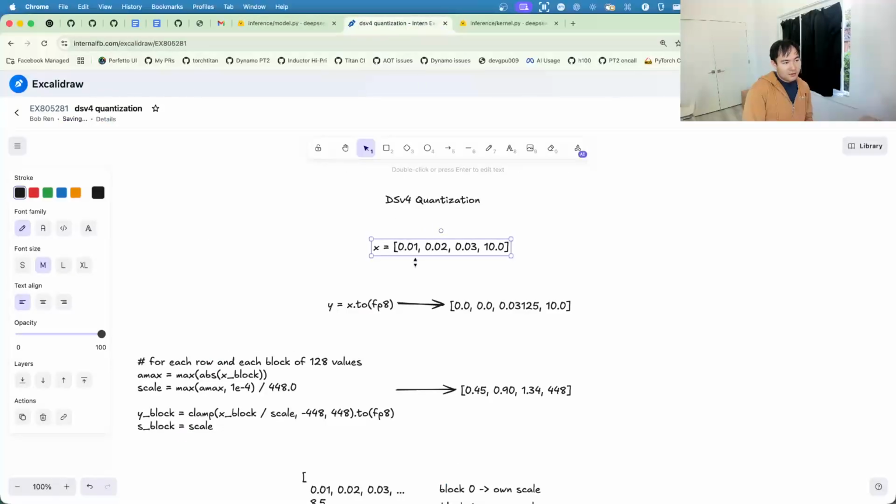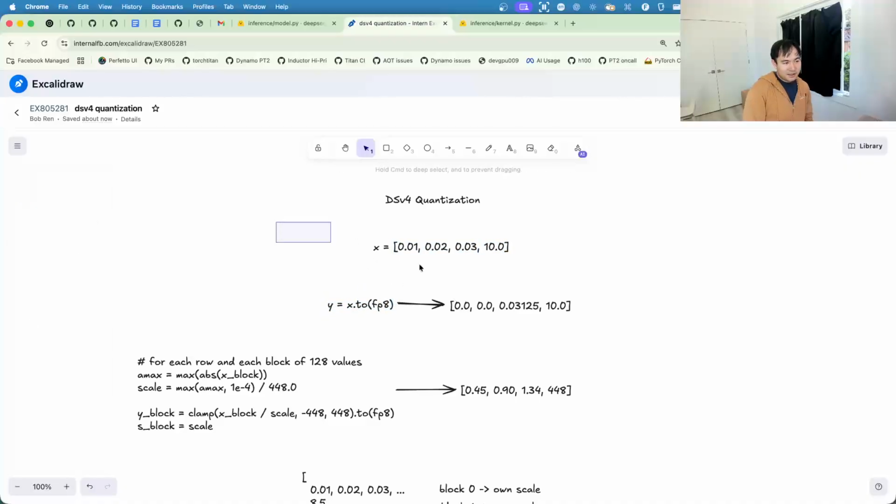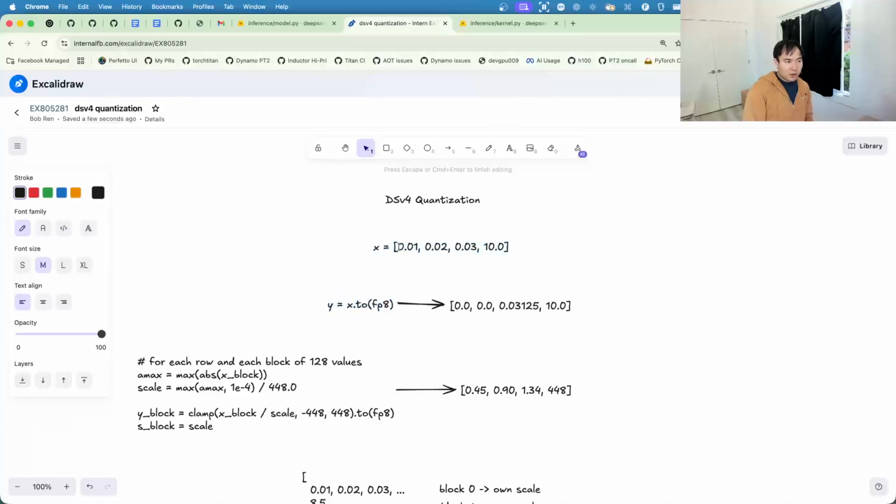Before I really understood quantization, my first question was always, well, why don't we just do this? Why don't we just take X and downcast it to FP8? The reason is, as you see here, if you just naively do this, you end up with this dynamic range problem where, if you have 0.01, 0.02, they both become 0, and you've lost all the nuance.